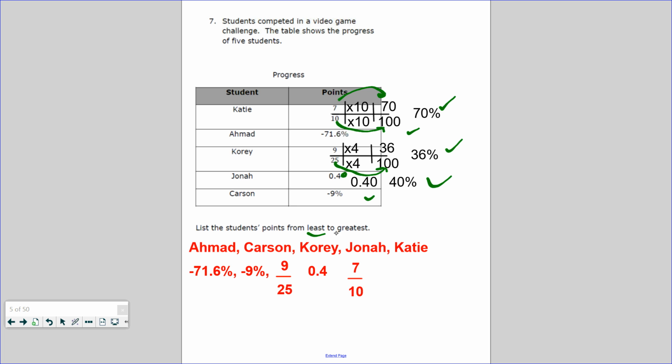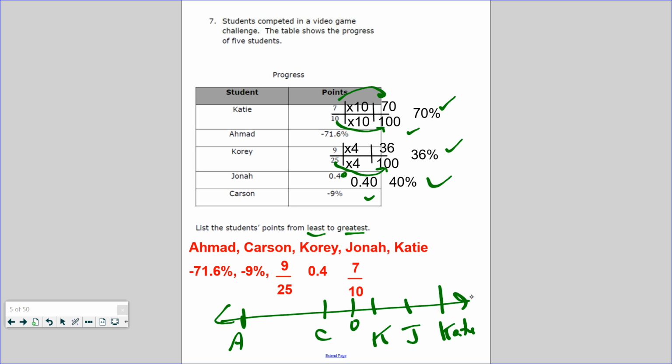Put them from least to greatest. Which one is the farthest to the left? So if you had a number line such as this, and this is 0, the farthest one is Ahmad. Then it would be Carson. And which percent is the smallest? Corey. Then we have Jonah. Then Katie is the greatest percent.